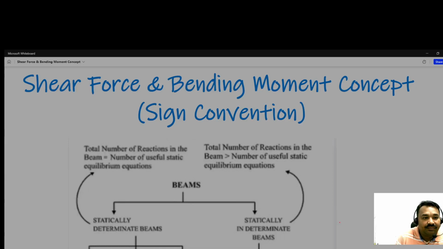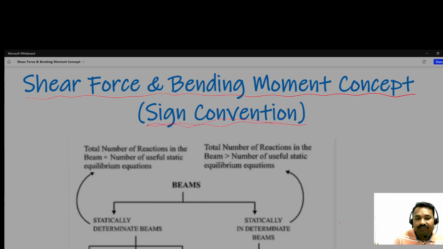Let us discuss the shear force and bending moment concept with the sign convention. In the previous lectures, we discussed the support reactions of standard beams like the cantilever beam and the simply supported beam with different loading conditions. In this lecture, our focus is the shear force and the bending moment concept with sign convention.